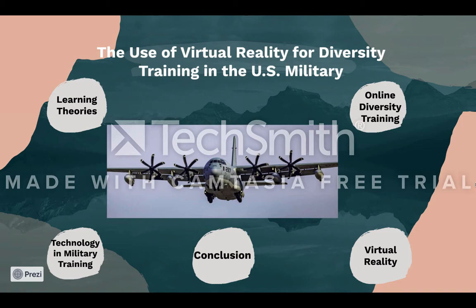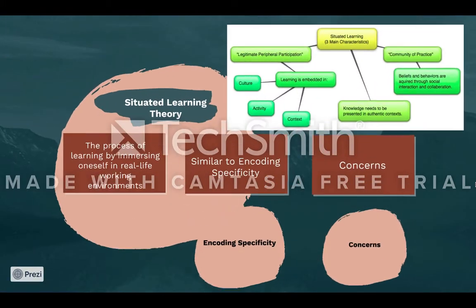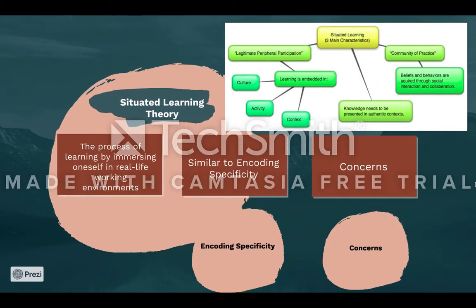From here, I'd like to go ahead and talk a little bit about some of the learning theories that we've discussed this semester and how I think that they apply to my current research. There are three learning theories that I think are important and applicable to the current study. First is situated learning. Driscoll describes situated learning as the process of learning by immersing oneself in real-life working environments. Learning then occurs when individuals participate in the practices of a community with other members of the community.